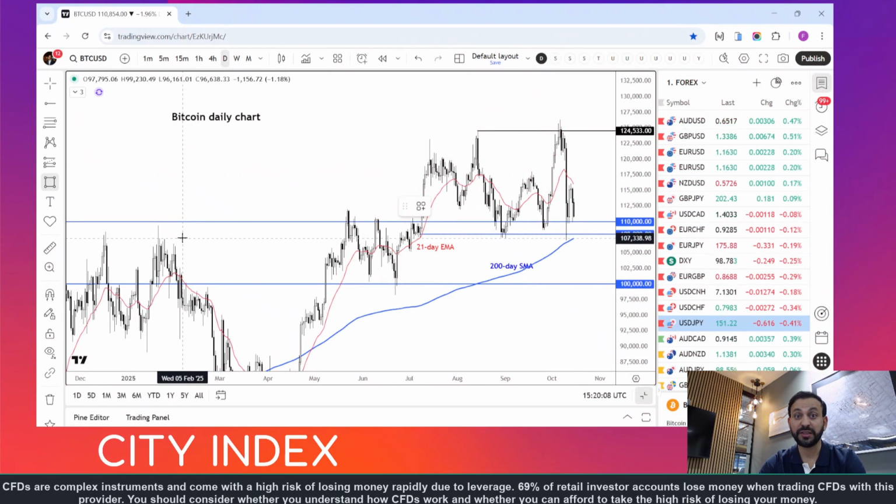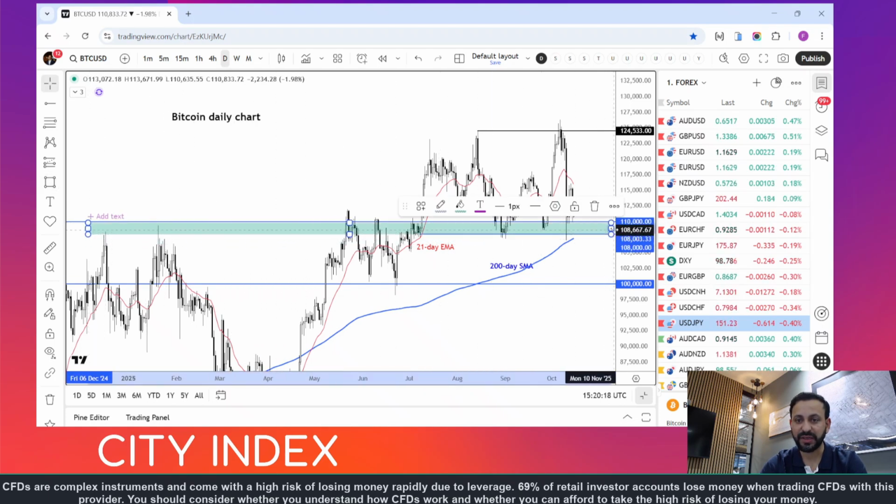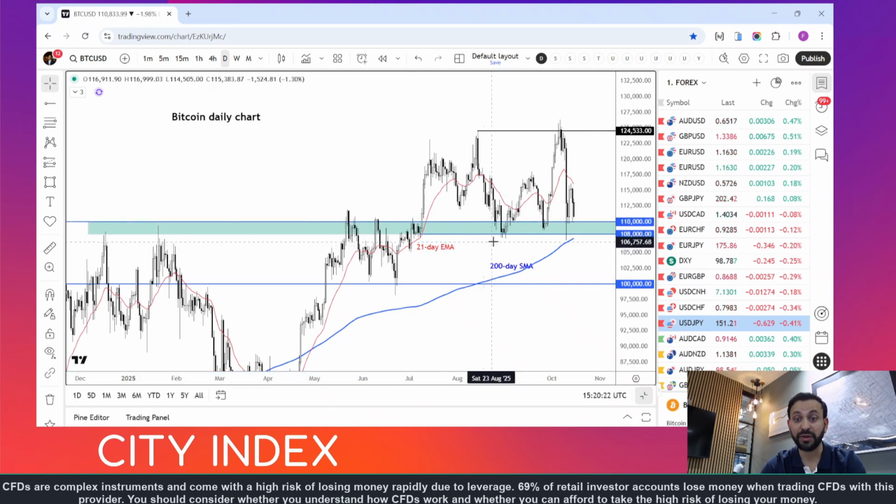Bitcoin prices are starting to look a little bit heavy as the crypto struggles to hold above the 110 handle. 110 is a very important support area because, as you can see on this daily time frame, we've bounced from around that area on multiple occasions. Previously, this area was a significant resistance in the past, as you can see by the wicks of these candles.